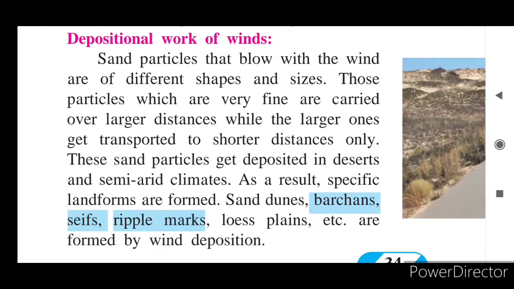These sand particles get deposited in the desert and semi-arid climates. As a result, specific landforms are formed. We have seen sand dunes, ripple marks, loess plains, etc. are formed by wind deposition. So about all this we will study a detailed explanation in our next session.